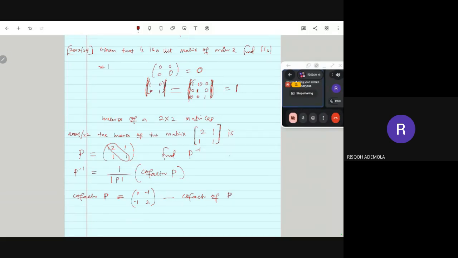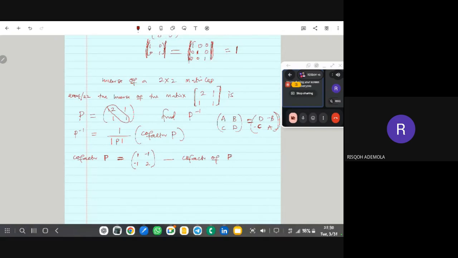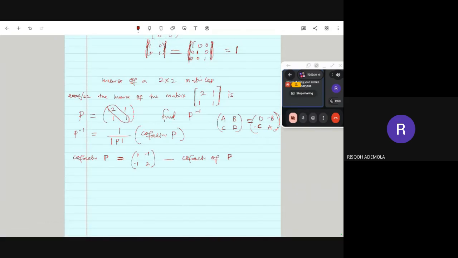If you have A, B, C, D, you want to find the cofactor. The cofactor will be what? Take D to A, D A, then give minus to B and C, minus B, minus C. That's the cofactor of this matrix. Is this clear? Is that clear, guys? Are we together? Now, if that is clear, then we have gotten the cofactor.